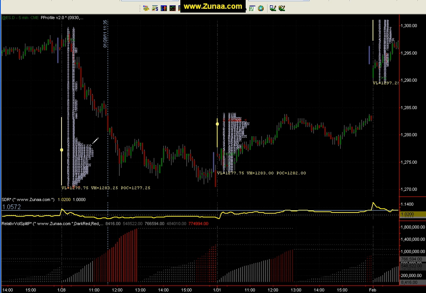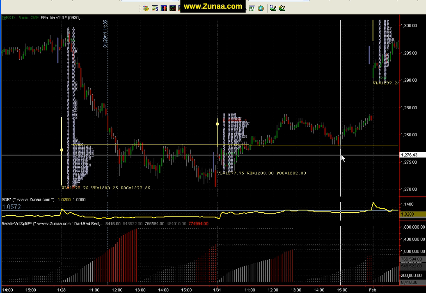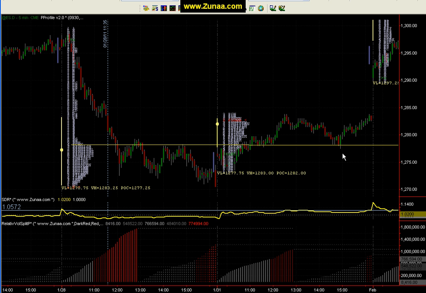More importantly, this is the high of, this is where the bulge sort of began. And if you extend that right, you can see that in the morning we opened in there, moved above that, came back on that level, which is a great area to look for an entry price. Stop would be right below that level.